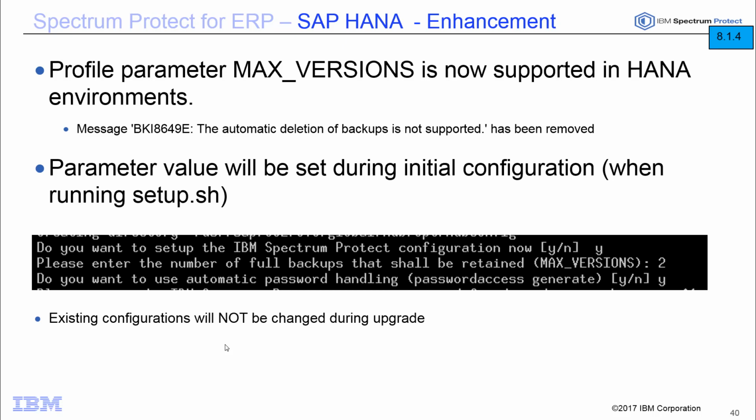The next enhancement for data protection for SAP HANA is the new profile parameter max versions, which is now supported in HANA environments. You will now be allowed to set that parameter when you set up the product using setup.sh. But for existing configurations, your existing parameters will not be changed.